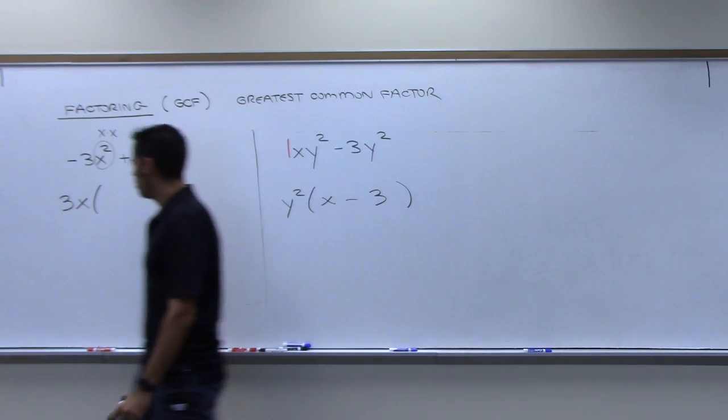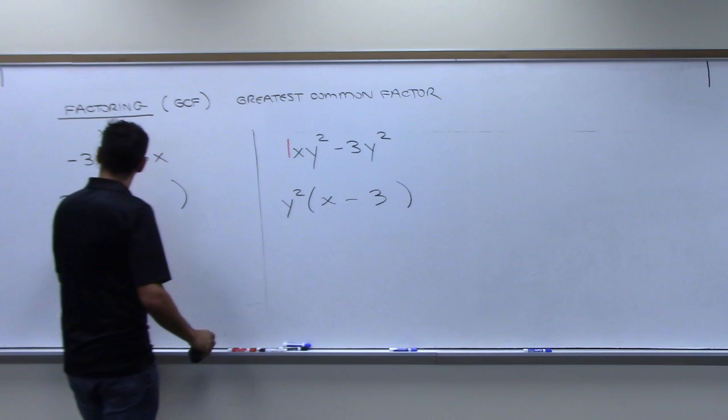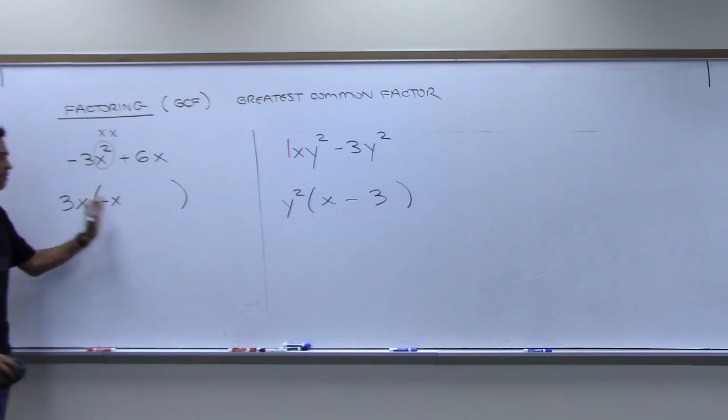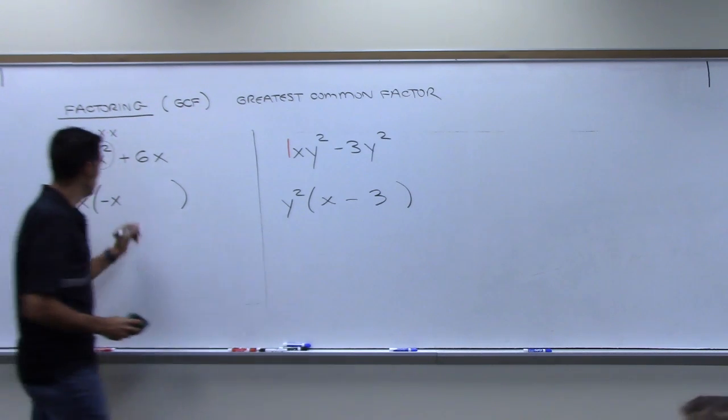So how are you going to turn a 3x into a negative 3x squared? What are you missing there? Negative x. Good. Negative x, positive times negative is negative. And then the x and the x together would give us the x squared. And then how about over here? Plus 2? Plus 2.